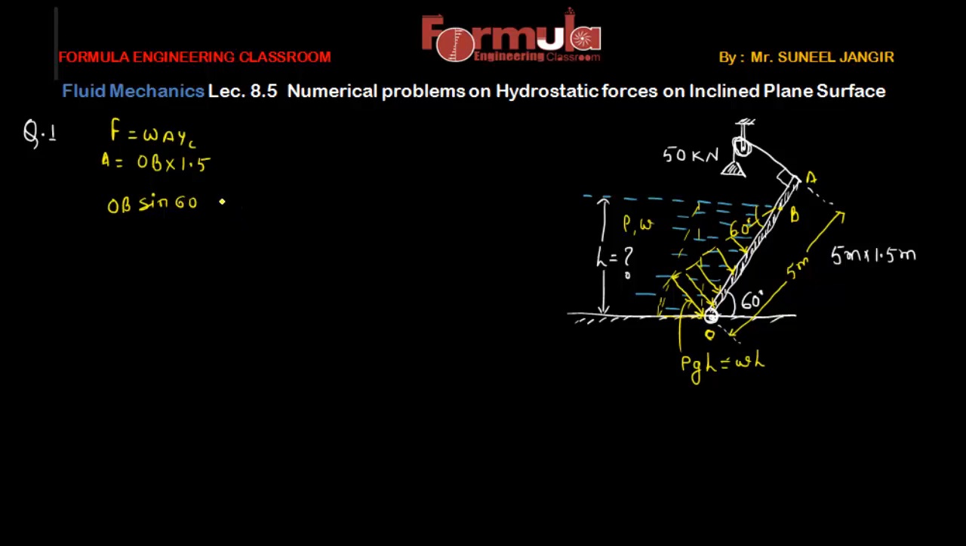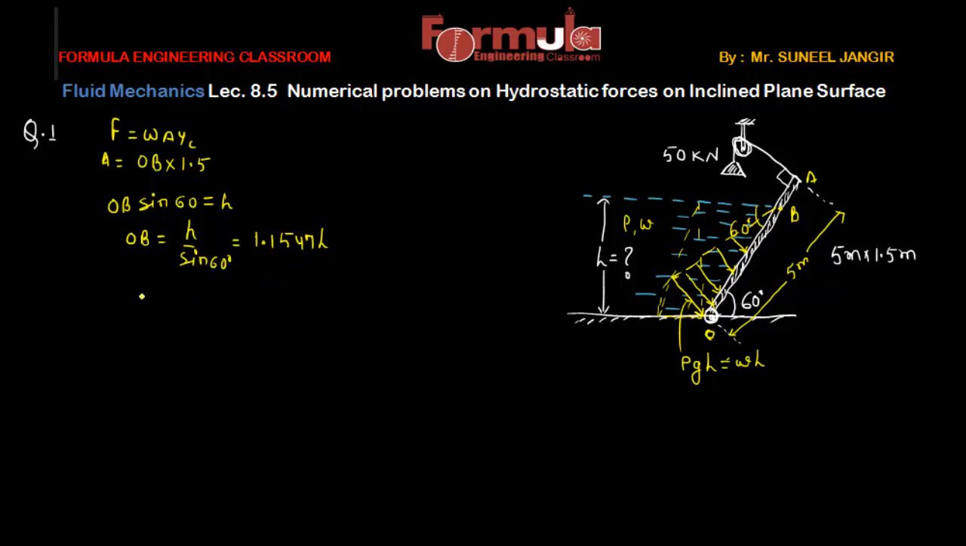OB sine 60 will be equal to H. What do you think? We can see here that there is OB, this is OB here, and OB sine 60 will be equal to the H here. So the OB will be equal to H by sine 60. We can calculate in terms of point values here. So this will be equal to 1.1547 times H. This is our OB in terms of H here.